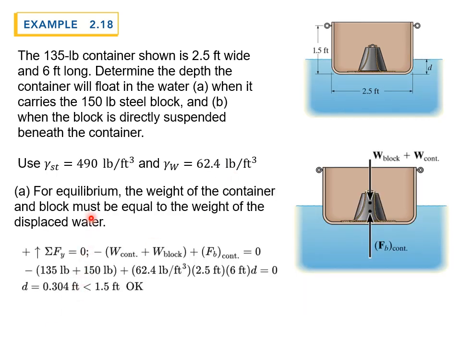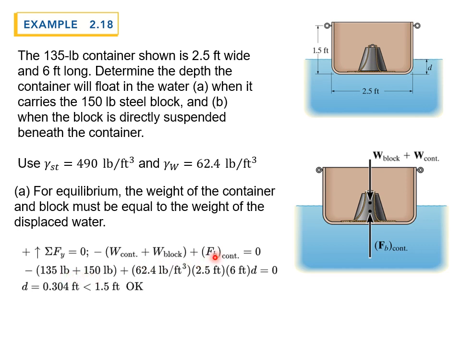So for part A, for equilibrium, if this thing is going to float, you have to have the weight of the block plus the weight of the container equal the buoyant force. And if those are equal, it'll sit there and float, and then you can calculate what D is. So we're told the weight of the container, it's 135 pounds. We're told the weight of the block, it's 150 pounds.